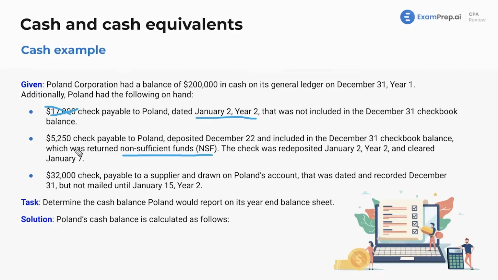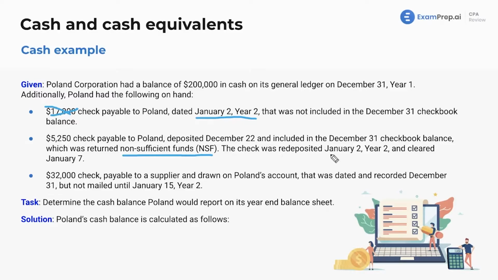Now this is going to be a bounced check. So let's say a customer came in and paid you with a check, and you said, great. Poland said, great, we have another sale. But when they went to cash the check, it didn't work because the person who gave it to you didn't have enough money in their account. That's what happens here with this NSF check.